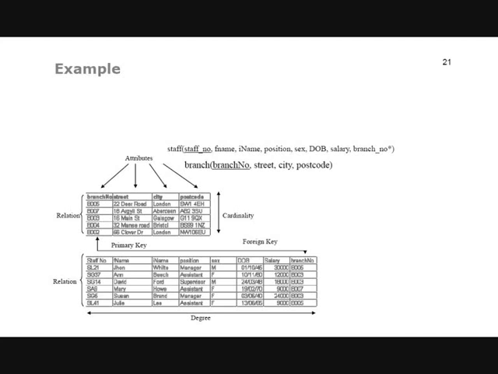Now if I wanted to know, for example, the details of John White, I go and say, okay, his branch is B005, so I can link to this table and find all of the details of the branch he works in. Equally, the other way, if I wanted to work out who works in branch 3, I could look here and find all of those that work in branch 3 and get all the details. So it allows me to link information from one table to another.